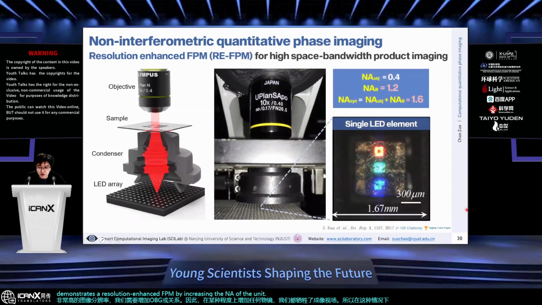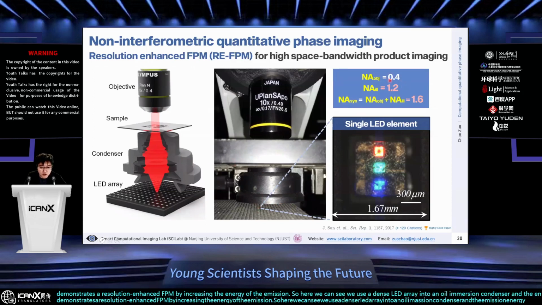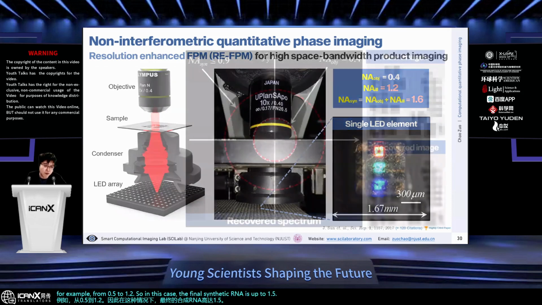So here we can see we use a dense LED array with an oil immersion condenser, and the illumination NA can be significantly enhanced, for example, from 0.5 to 1.2. So in this case, the final synthetic NA is up to 1.6. So in this case, we compare the results.